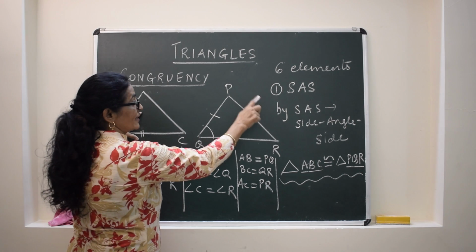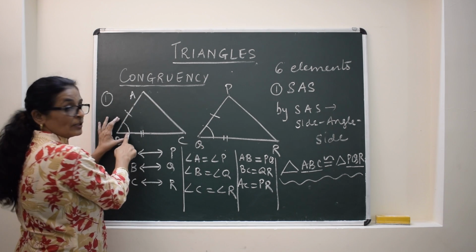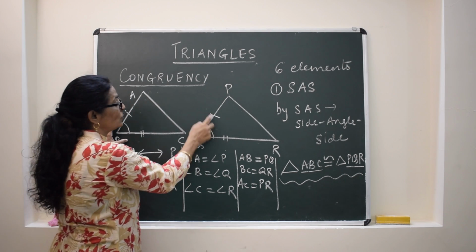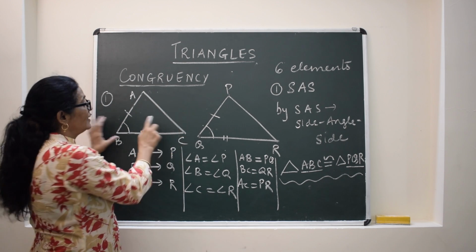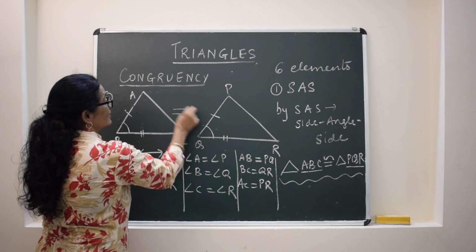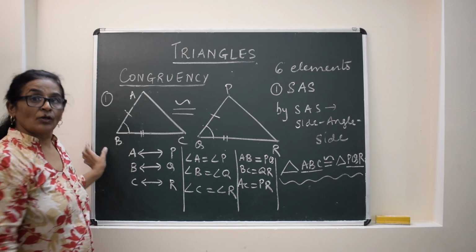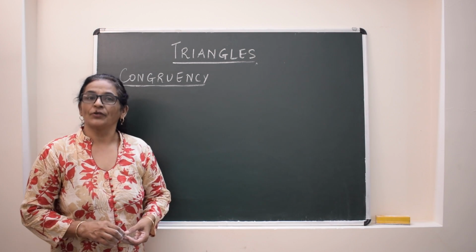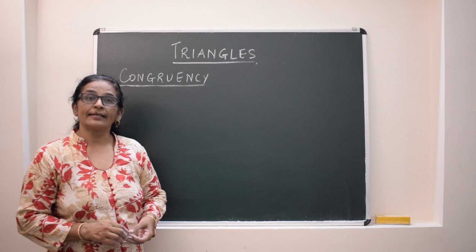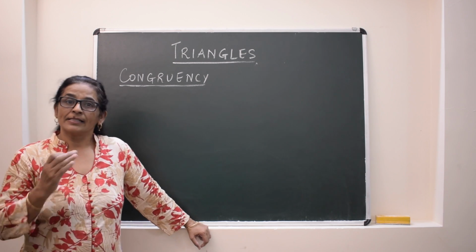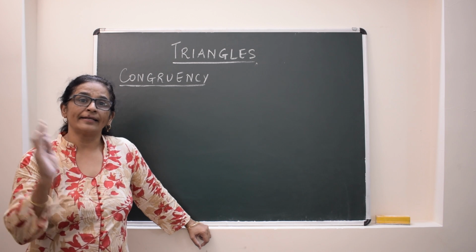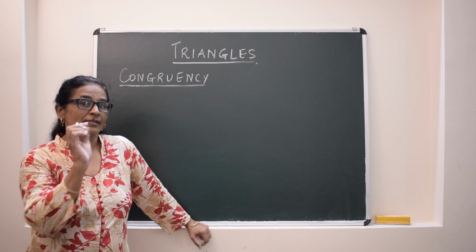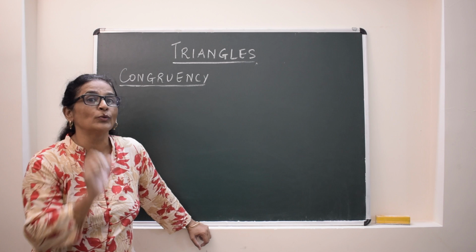So this is an axiom which says two sides and one included angle equal to two sides and included angle of the other triangle. Then these two triangles are equal and congruent. Now there is a theorem. It is called ASA, meaning angle, side, angle. When the name says angle, side, angle, it is understood that the side is included between two angles.